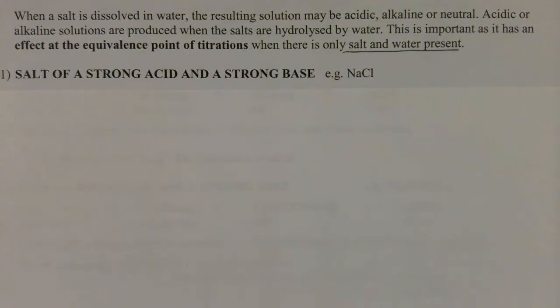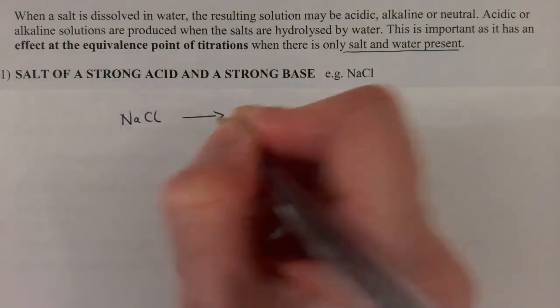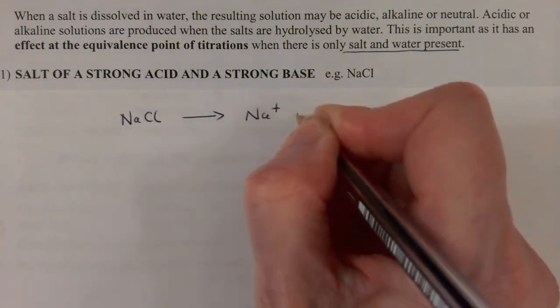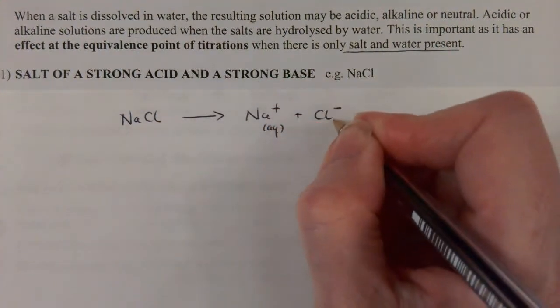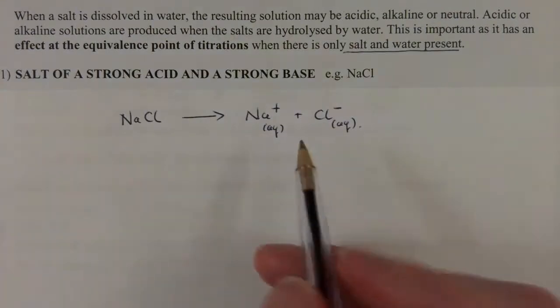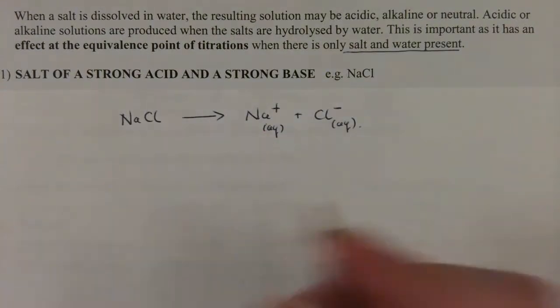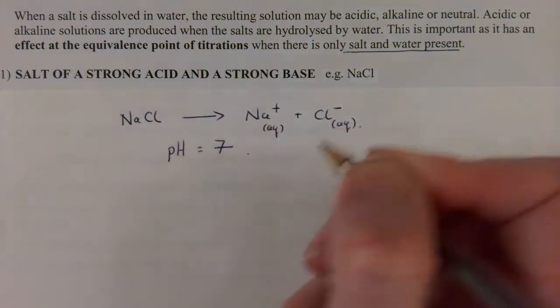If we consider first the salt of a strong acid and a strong base, something like sodium chloride, sodium chloride will completely ionize in water to make sodium ions and chloride ions. Both of those ions have come from either a strong acid or a strong base. And if you remember, the stronger the acid, the weaker the conjugate base. So neither of these can react with water, therefore the pH at the end point is equal to 7.